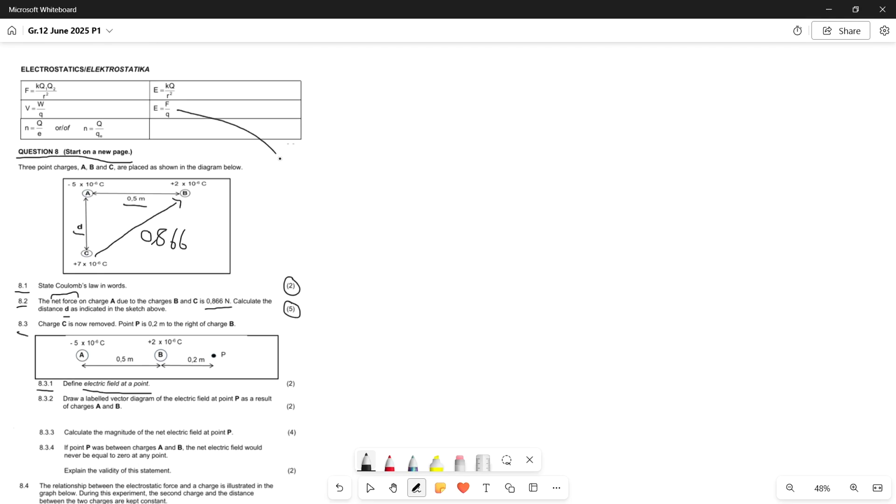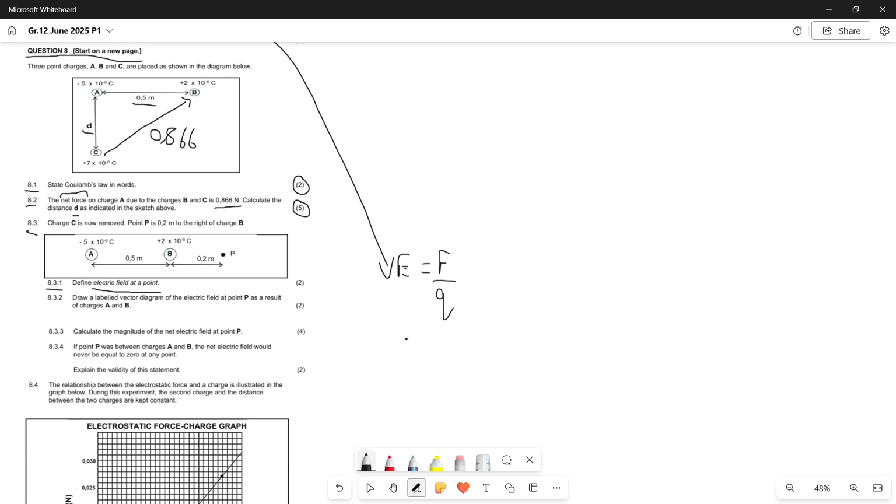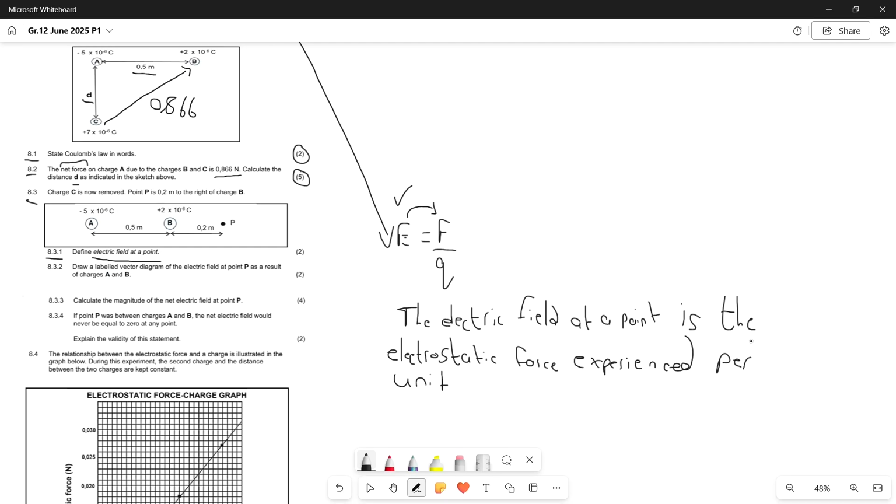So electric field at a point, the definition works with this formula over here. So I'm just going to rewrite it for us. It starts off with the words that they give us for the definition. So we have the electric field at a point is the electrostatic force. The equal sign here is the electrostatic force, the F over there, experienced per unit. So per means divide, positive charge placed at that point.